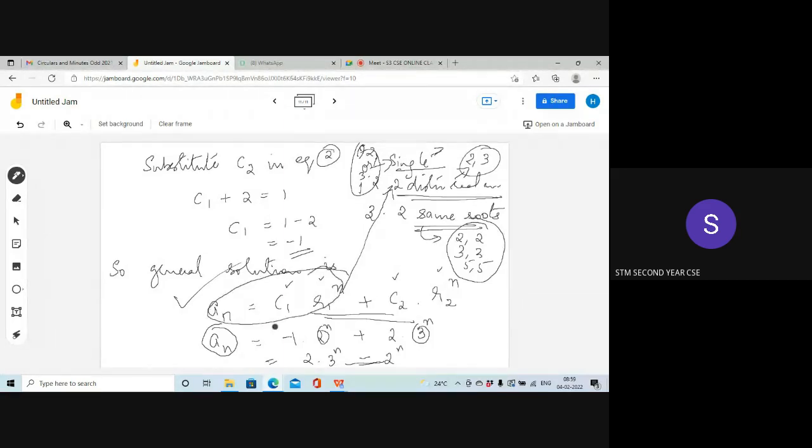If there are two roots, we have to take two terms. Then if there are two same roots, then we have to apply another formula. So let us solve the third example corresponding to the third case. That is, we are having two same roots. Which formula can you apply to get the general solution?